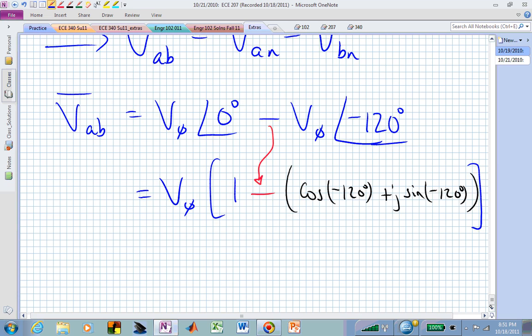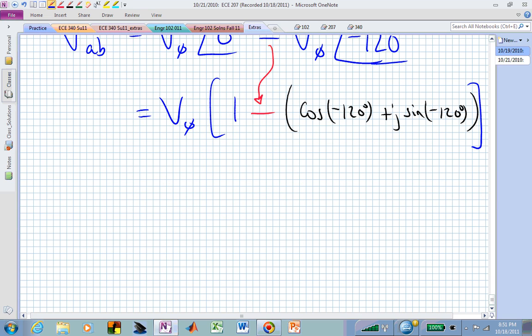We simply now have to compute those angles knowing our trigonometric relationships. This is now v sub phi is 1. Cosine of minus 120 degrees, we can think about where that puts us. That now puts us at a minus 1/2. So we have a minus 1/2 or plus 0.5. And then we have plus j 0.866.